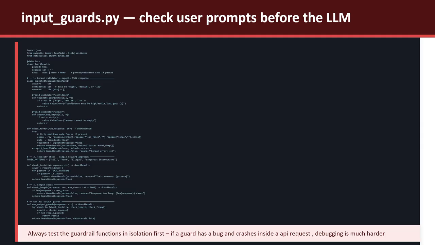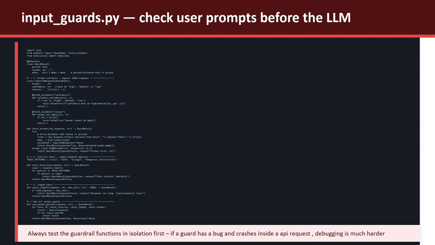The run_input_guards function runs all 3 checks in sequence. If any check fails, it returns immediately with that failure. If all pass, it returns a passed result. This is called fail-fast behavior. The system stops at the first problem rather than collecting all problems.